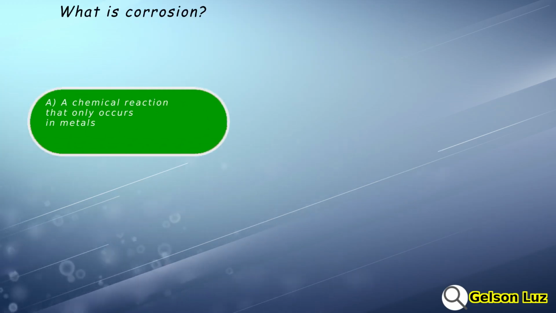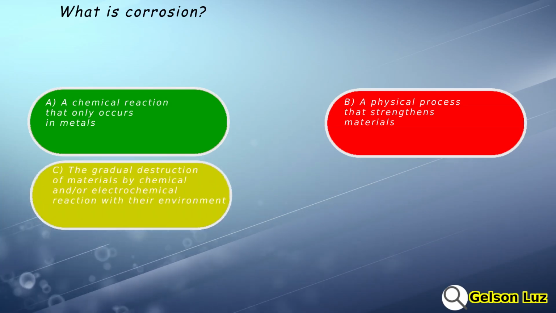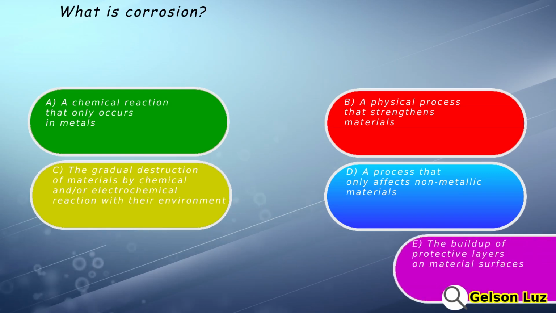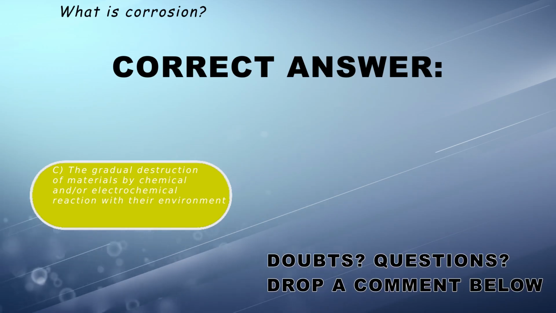What is corrosion? A. A chemical reaction that only occurs in metals. B. A physical process that strengthens materials. C. The gradual destruction of materials by chemical and/or electrochemical reaction with their environment. D. A process that only affects non-metallic materials. E. The buildup of protective layers on material surfaces. The correct answer is C. The gradual destruction of materials by chemical and/or electrochemical reaction.